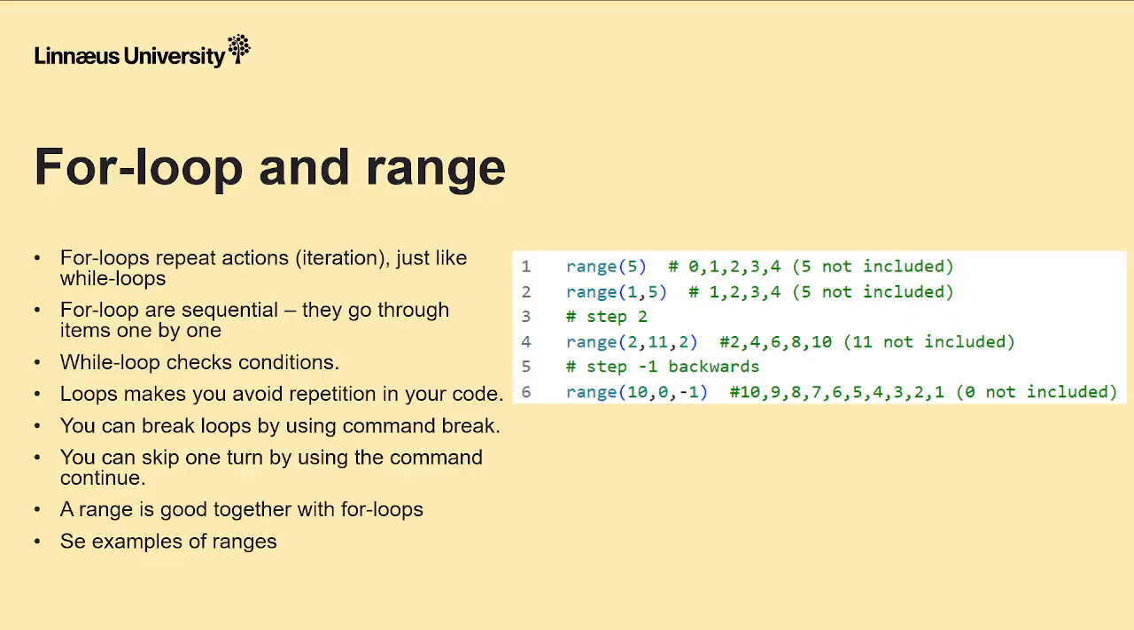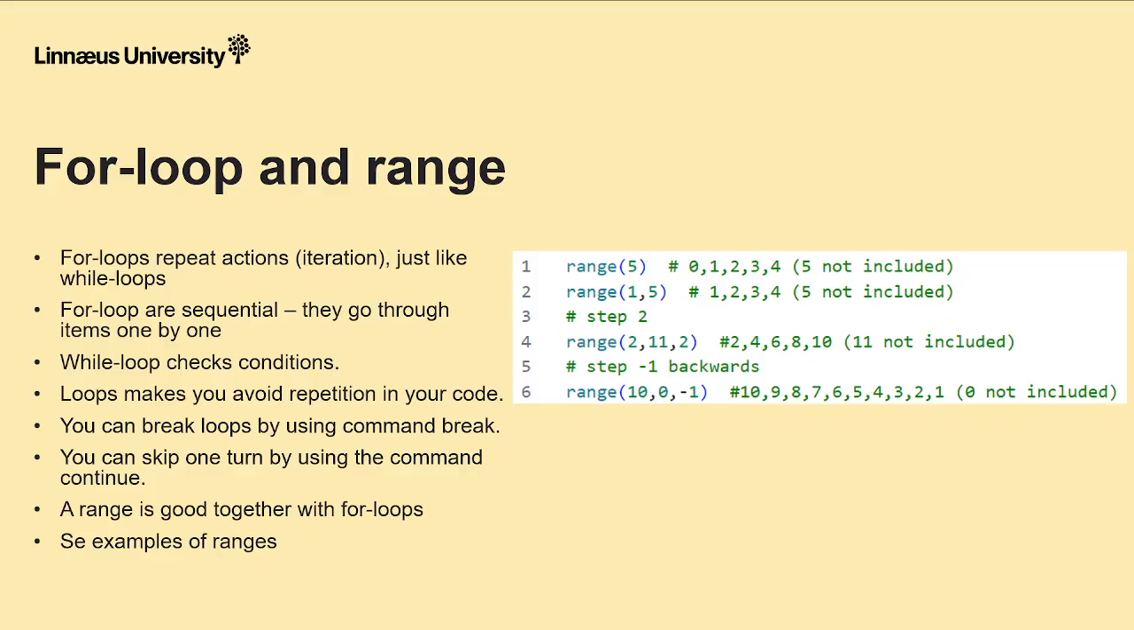For example, if we have 3 LEDs, we can use 3 different pins and program one by one, but instead of using loops, we don't have to repeat that much. You can use a break command, or you can use a continue command to break the loop or skip one turn.